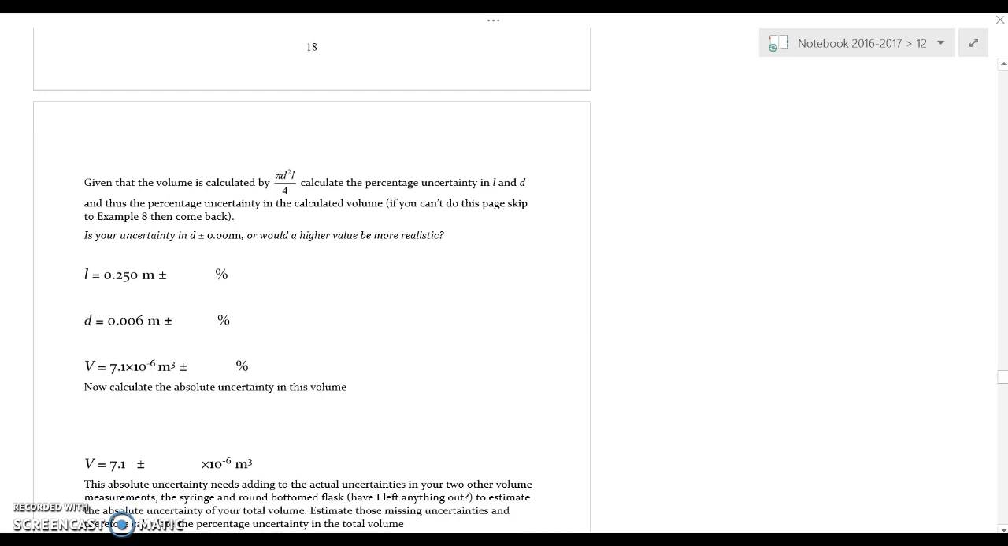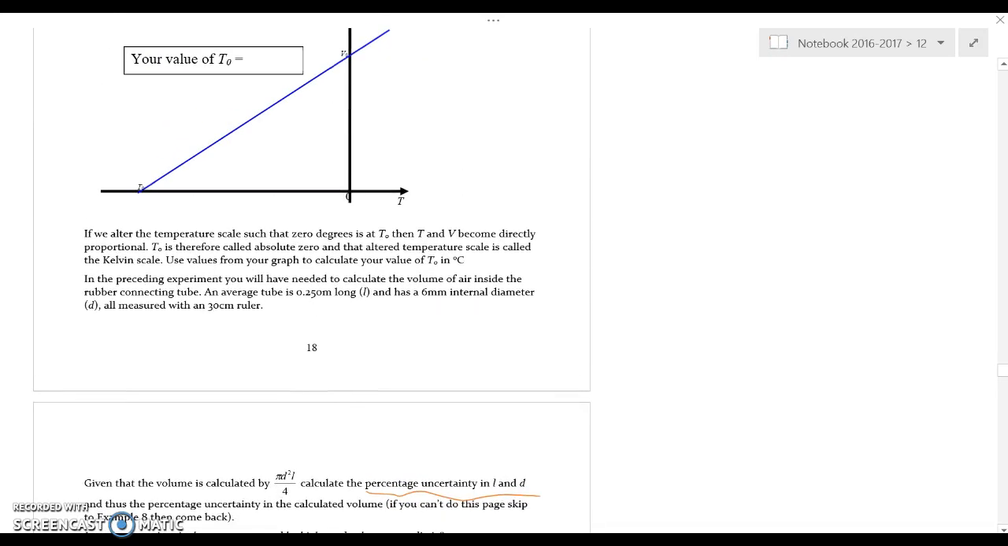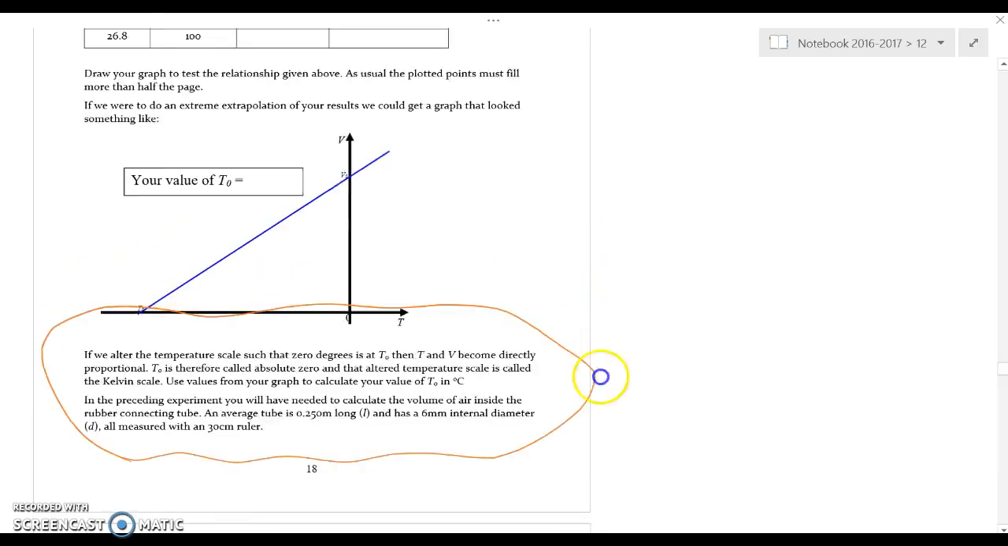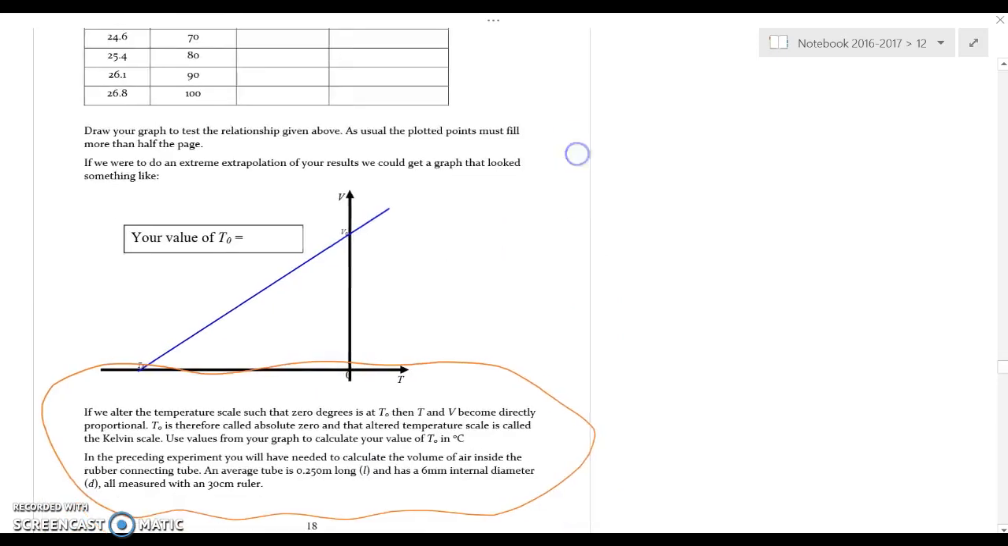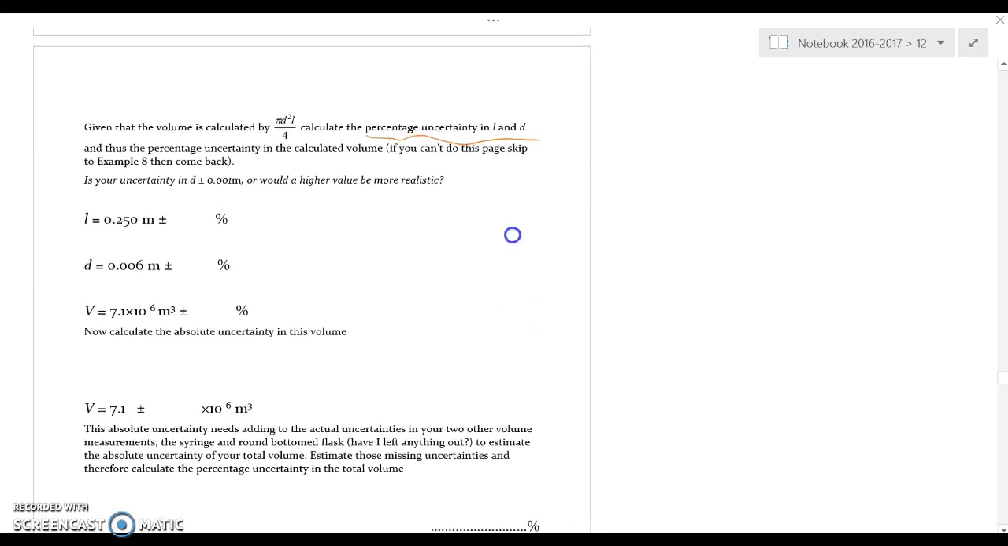You're then going to determine some percentage uncertainties in L and D. That's relatively difficult. You'll need to look at this information here. You'll need to look at what readings have been taken. You'll need to look at what pieces of equipment have been used to read them. You need to look at how many pieces of data have been taken. How do you determine the absolute and percentage uncertainties with repeat data? Remember, or look back at your notes. That's how you'll solve this question here.